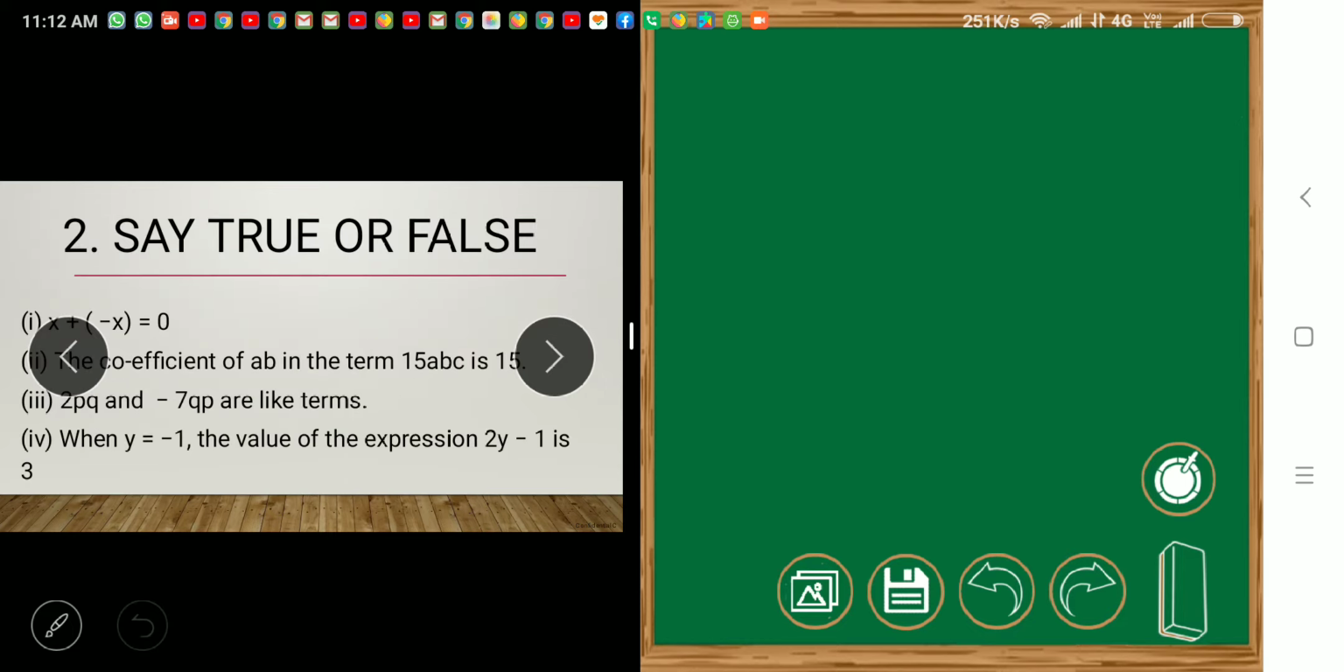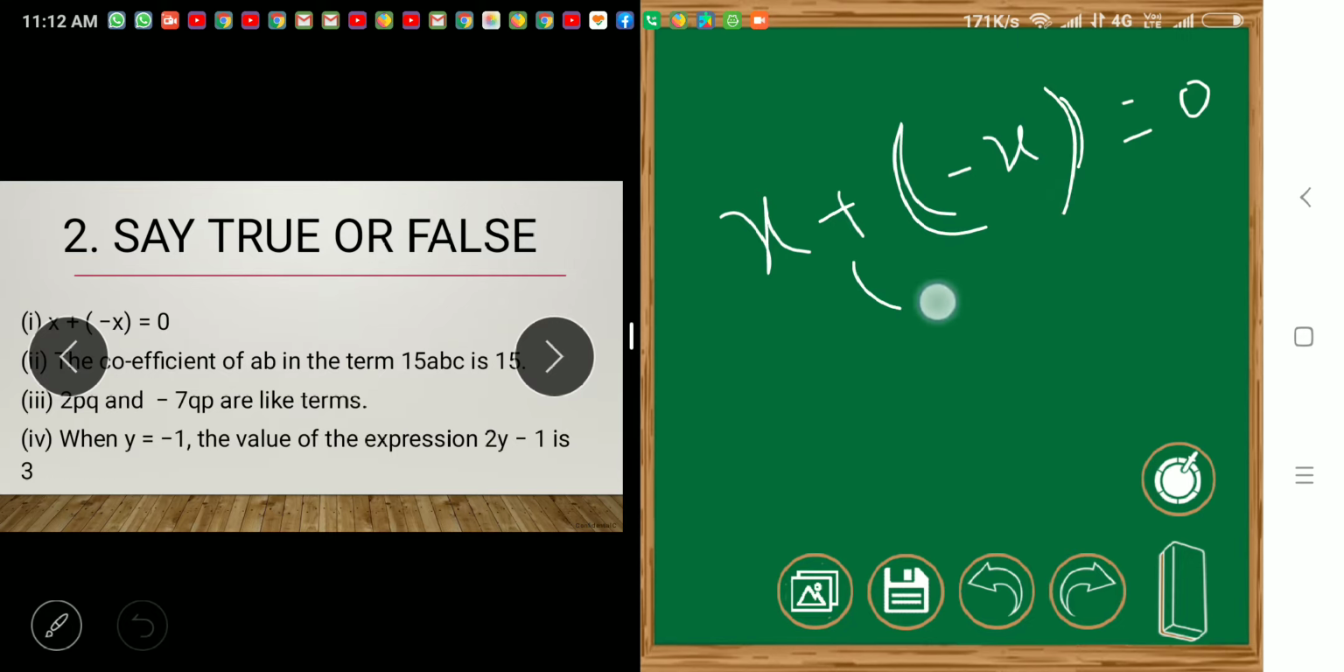And now say true or false. x plus minus of x is equal to 0. Is the given algebraic equation correct? See here, it is with the bracket. So first we need to remove the bracket. Plus into minus, when you multiply, becomes minus. 1 plus x, 1 minus x is there, so we can cancel. So you will get the answer as 0.